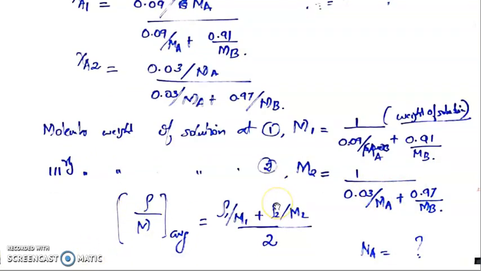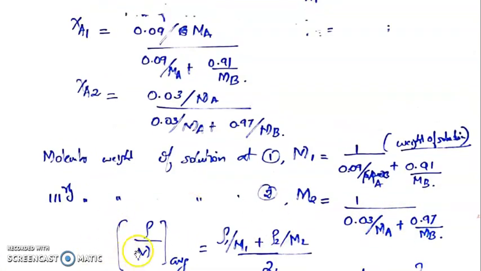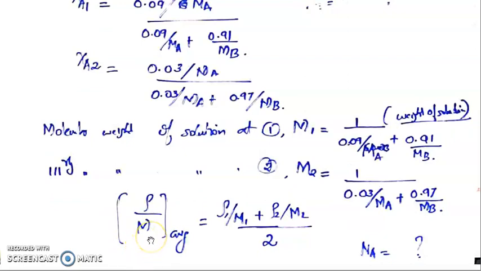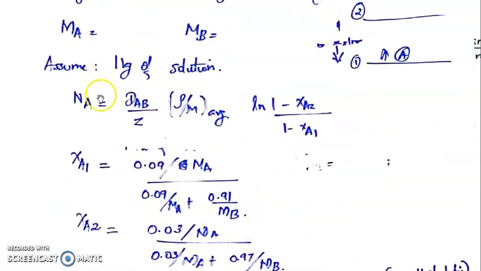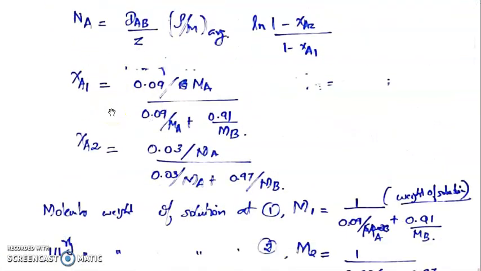Now we need to find the rho by M average. For that, take the average of these two. Find rho 1 by M1 and rho 2 by M2, and take the average, because we know the densities rho 1 and rho 2, which are given in the question. Now we have found all the unknowns. Substitute in the equation for flux and solve.